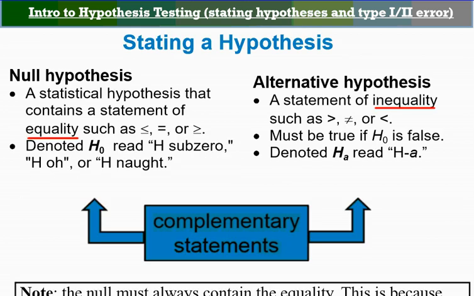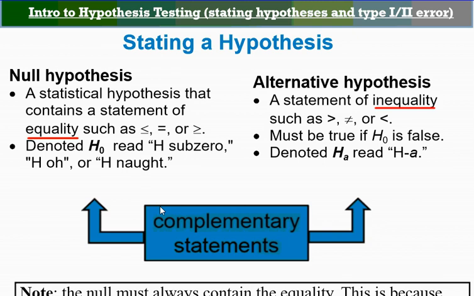The two types of hypotheses are going to be what's called the null hypothesis and the alternative hypothesis. The null hypothesis is a statistical hypothesis that contains a statement of equality, such as less than or equal to, or greater than or equal to. We denote it H for hypothesis with a 0 as a subscript. It's read as H-naught, H-oh, or H-zero. It's really the null hypothesis.